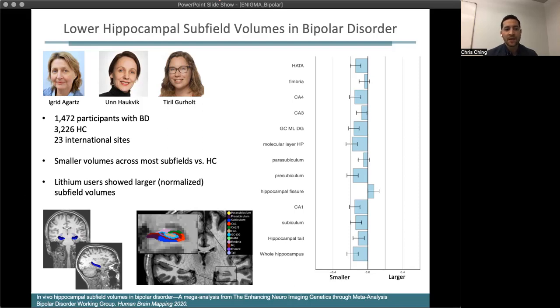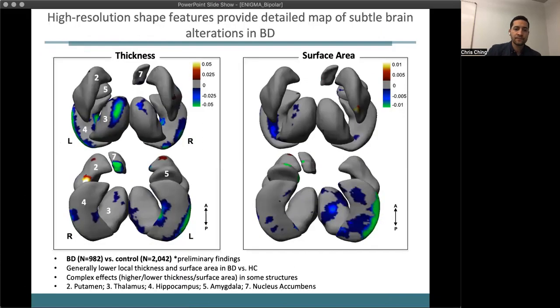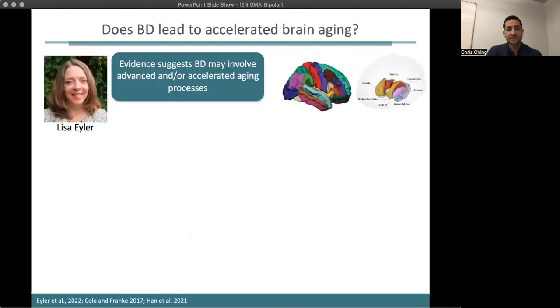But again, we found that lithium appeared to have a normalizing effect on these subregional volumes. Now we have another method, a high resolution shape analysis method, where we can model subregional alterations as well. So here we can look at local thickness and surface area variations, not just within the hippocampus, which is structure 4 here, but now we can look at the distribution of effects across other subcortical structures to better understand the underlying circuitry vulnerabilities associated with this illness.